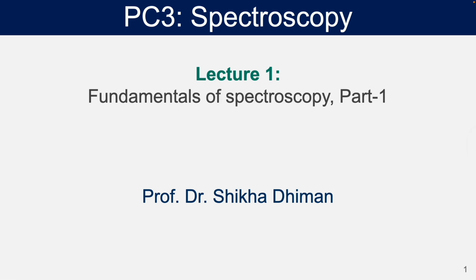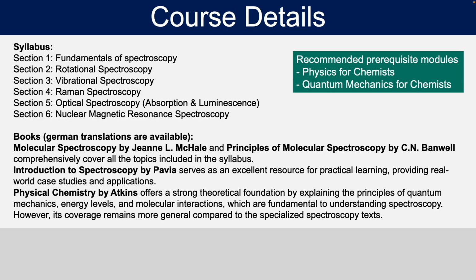Today, we'll start with a broad overview: what spectroscopy is, how it was developed historically, and the fundamental physical principles behind it. In this course, we'll cover 6 sections. We'll begin with the fundamentals of spectroscopy and then move on to rotational, vibrational, Raman, optical, and NMR spectroscopy.